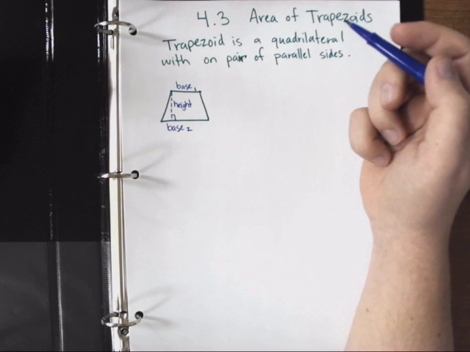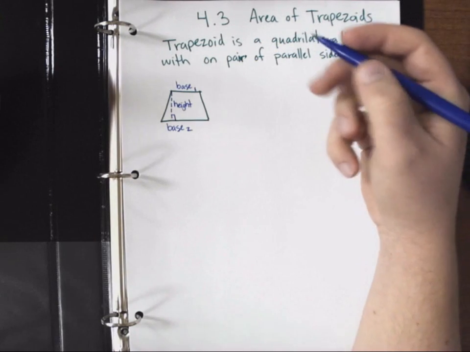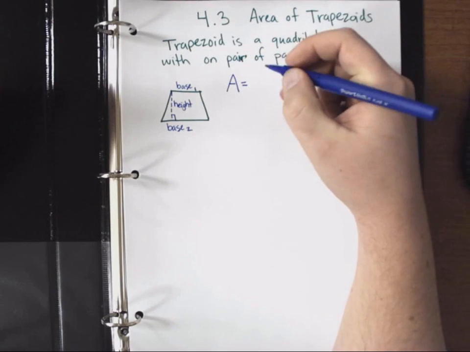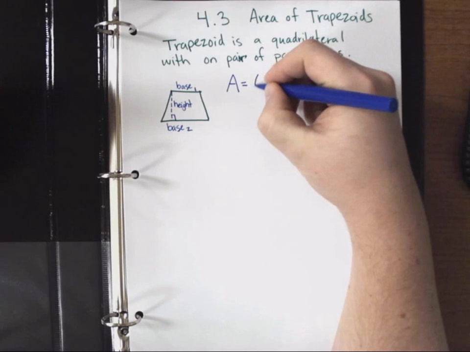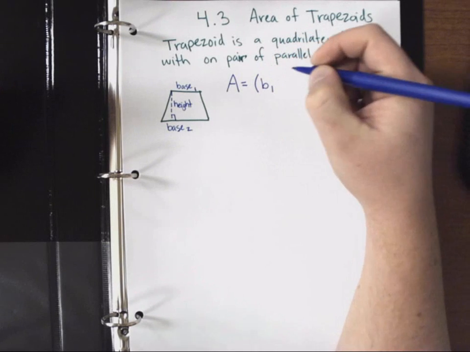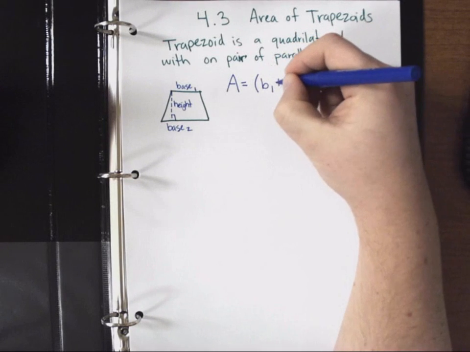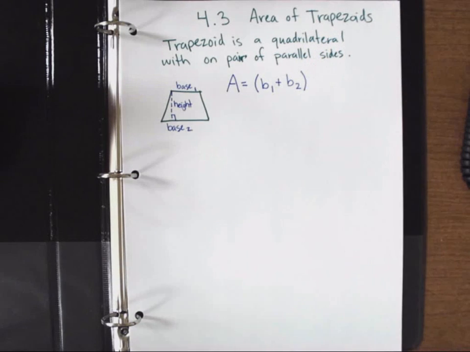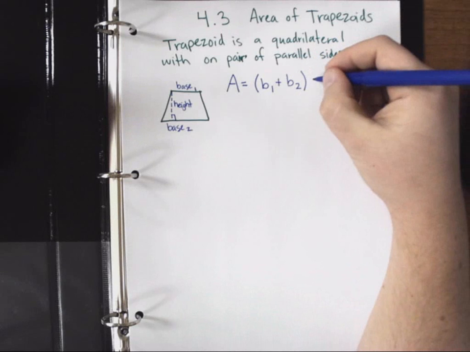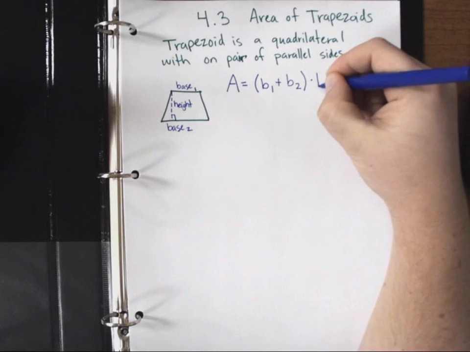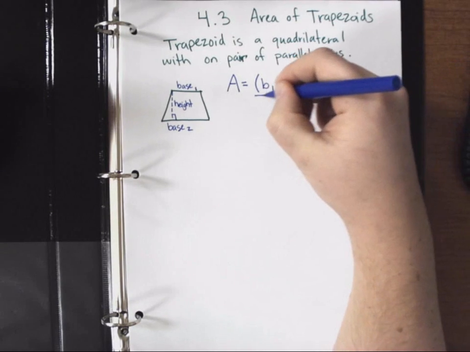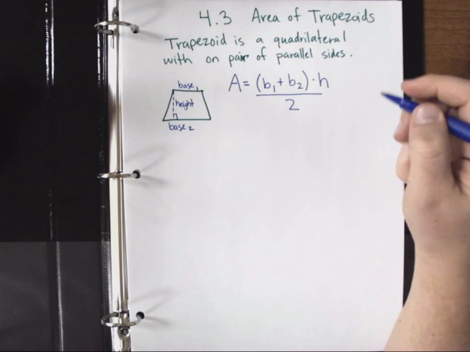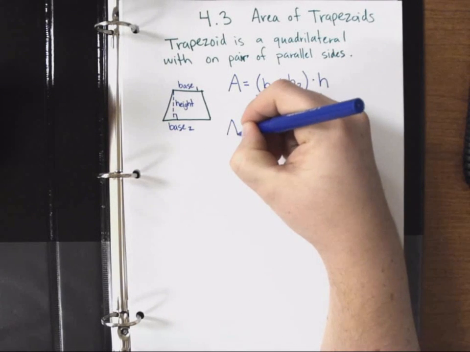So the area formula for a trapezoid is going to be A equals base 1, which I'm going to put in parentheses, plus my base 2, close parentheses, times my height divided by 2.